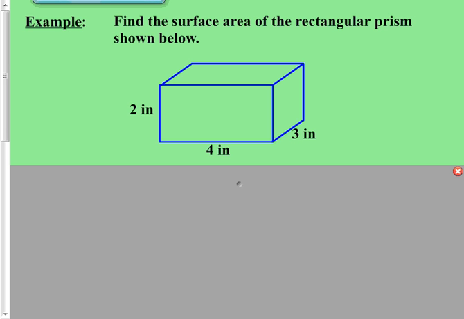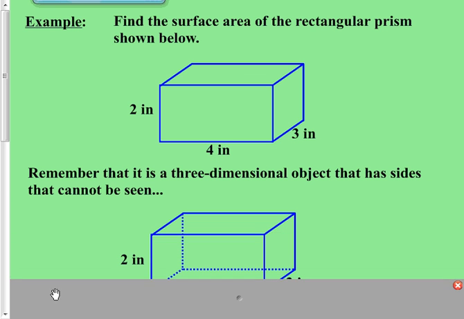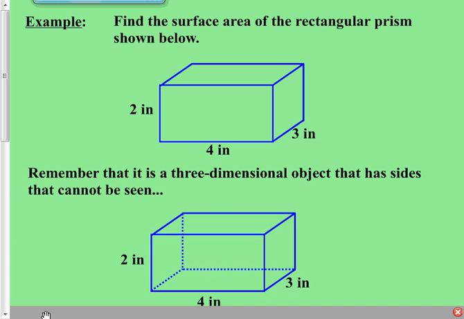Okay, we'll start off with probably the most basic of the prisms, which is a rectangular prism. And let's say we are asked to find the surface area. Now, after you've got this figure copied down, the basic strategy is this. First off, and probably most important, remember that solids are three-dimensional objects.